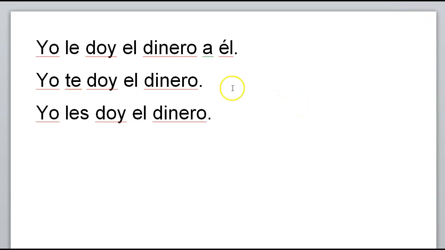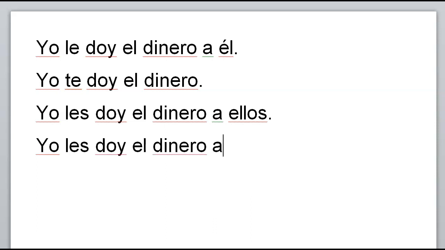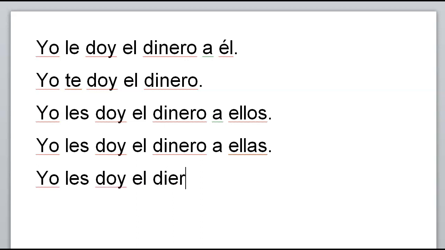In order to clarify, remember, you have to say a ellos, and this could also be yo les doy el dinero a ellas. Yo les doy el dinero a ellos. Yo les doy el dinero a ellas. How about I give the money to you, and you are more than one person? I give the money to you. Yo les doy el dinero a ustedes. Yo les doy el dinero a ustedes.